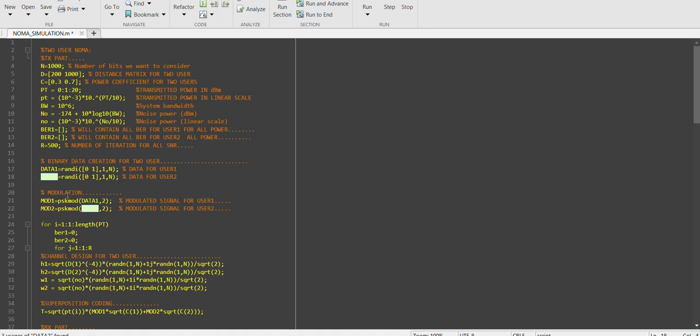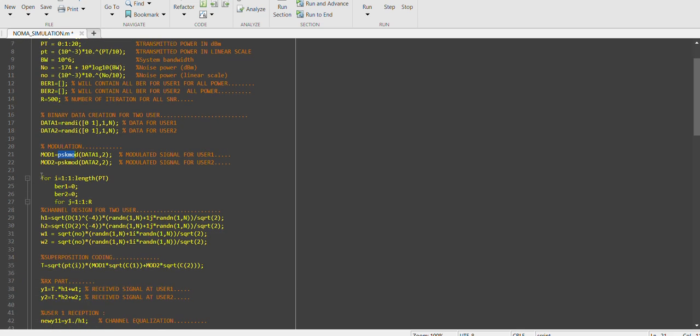Now we need to modulate the data of user 1 and user 2. Here we will consider only BPSK modulation. So this is my function pskmod. In the pskmod, we are sending data 1 as the first argument, and the second argument is 2, as we are considering only BPSK. That is why it is 2. And mod 2 is the modulated data for user 2.